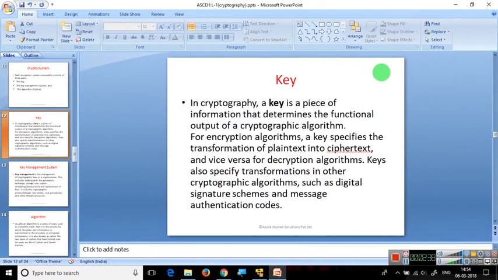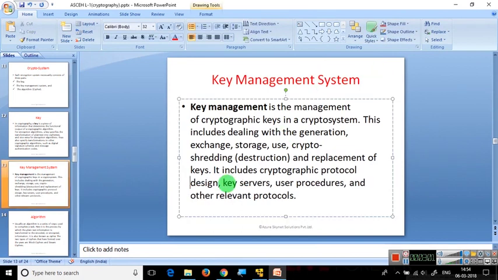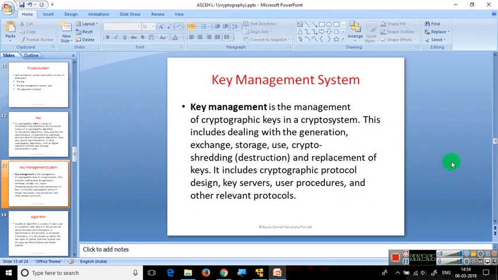After the key, the next one is called the key management system. As I have told you, you have to manage your key. Key management is the management of cryptographic keys in a crypto system. This includes dealing with the generation, exchange, storage, use, crypto-shredding, and replacement of keys. It includes cryptographic protocol design, key servers, user procedures, and other relevant protocols.